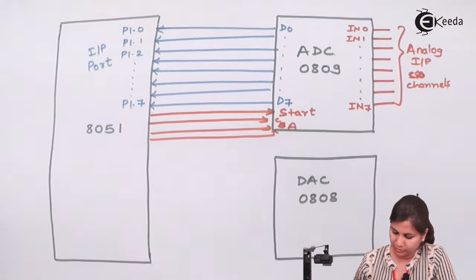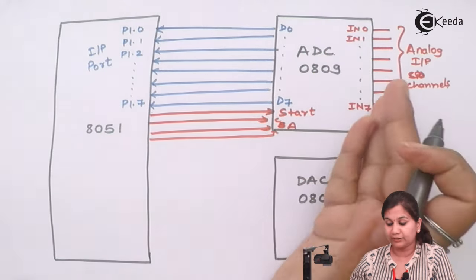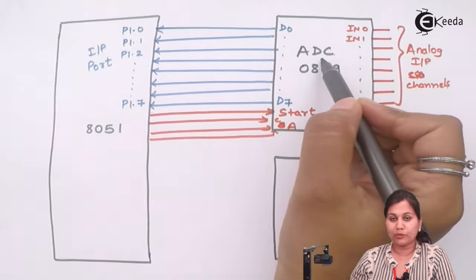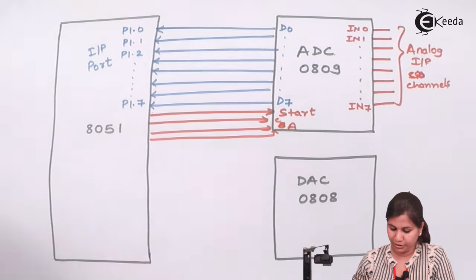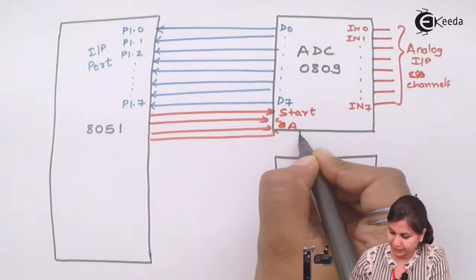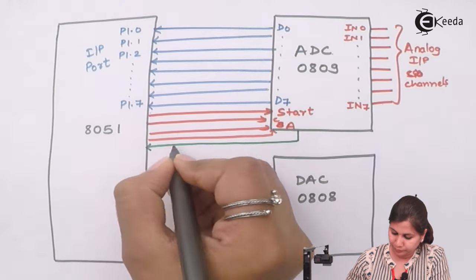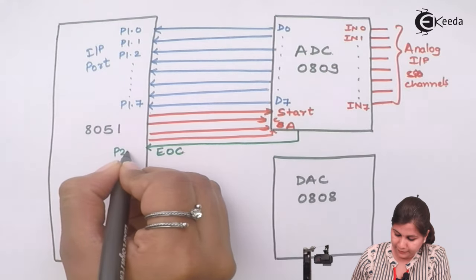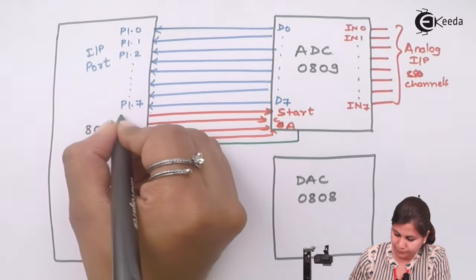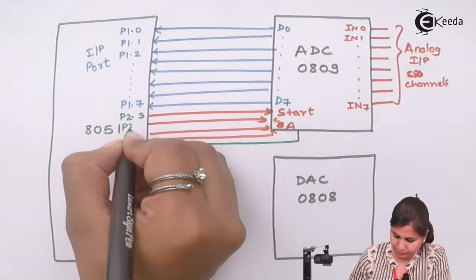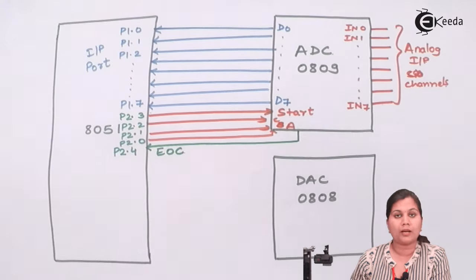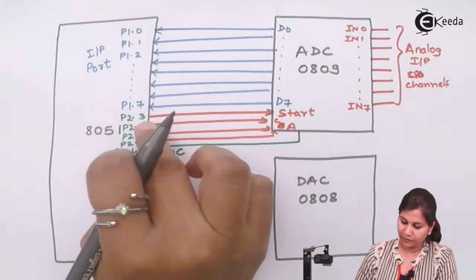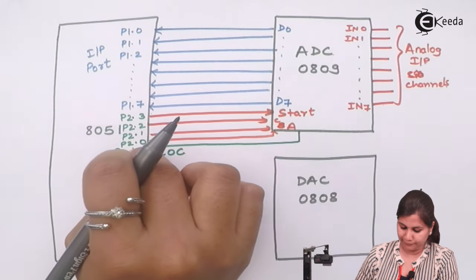Then the end of conversion, which says that it has done the conversion and now the digital signal can be given to the microcontroller, is provided by the analog to digital converter. So from this EOC we will get an output signal which is given to the microcontroller, saying that conversion has been done, and that is provided as the fourth pin of port 2. Because port 2 can act as the input port and also as the output port. So here we are giving the output lines and this is the input line.